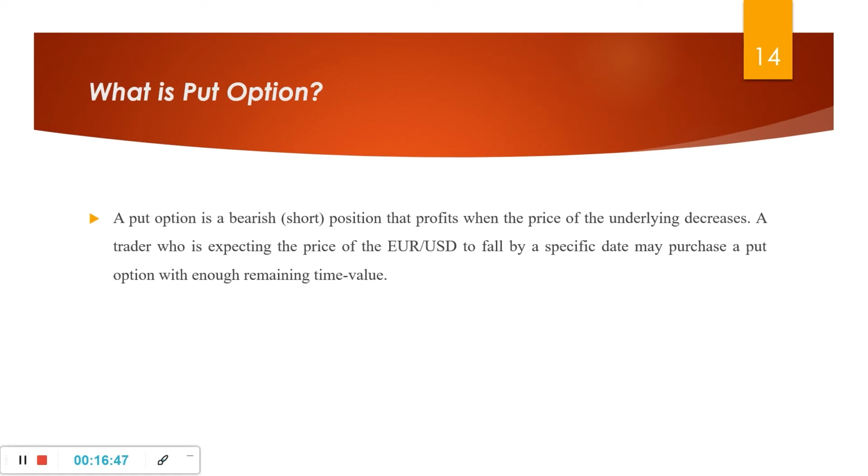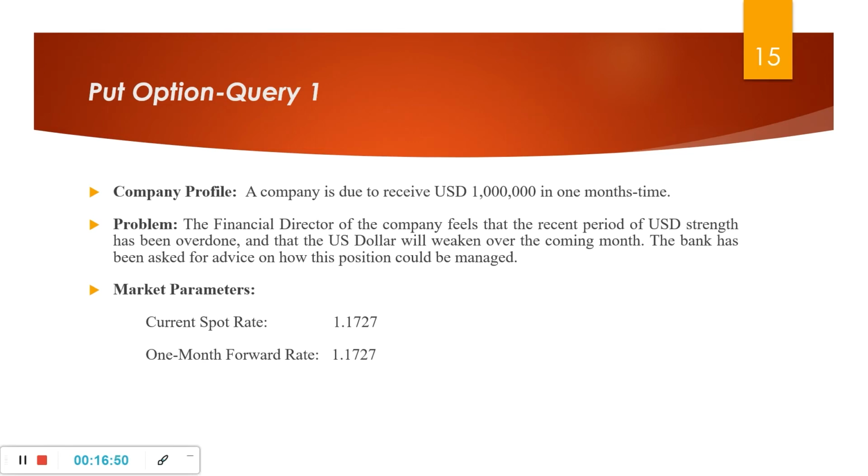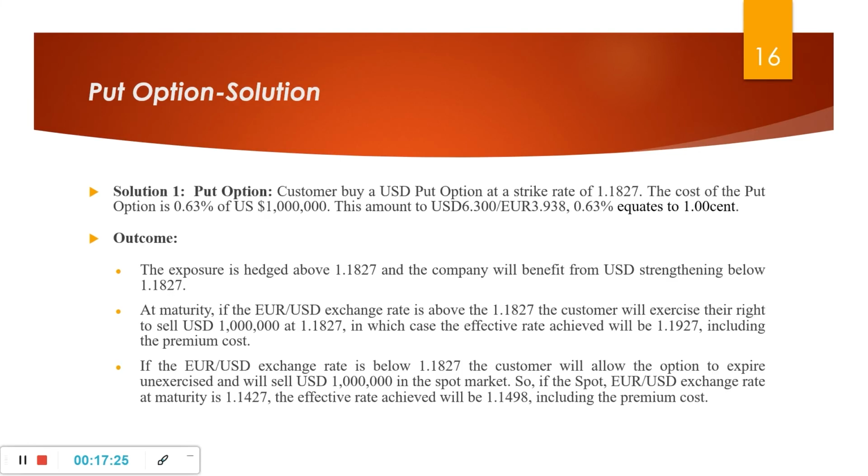Let's discuss the put option with an example. Company profile: a company is due to receive USD 1 million in 1 month's time. The problem is the financial director of the company feels that the recent period of USD strengthening has been overdone and that USD will weaken over the coming months. The bank has been asked for advice on how the position could be managed. The market parameters are: current spot rate is 1.1727 and 1 month forward rate is 1.1727.